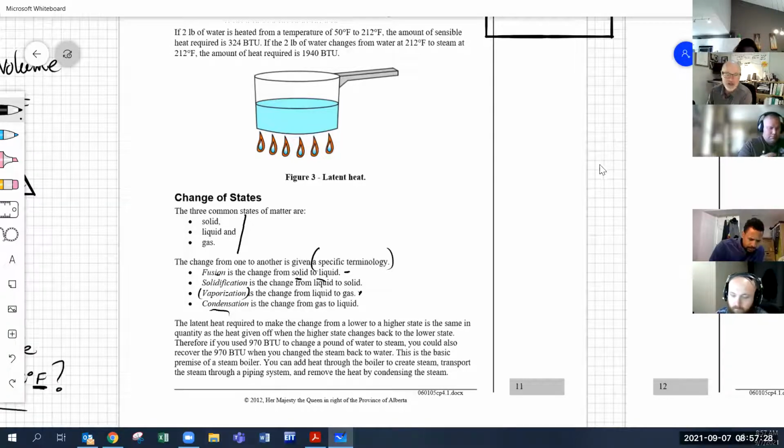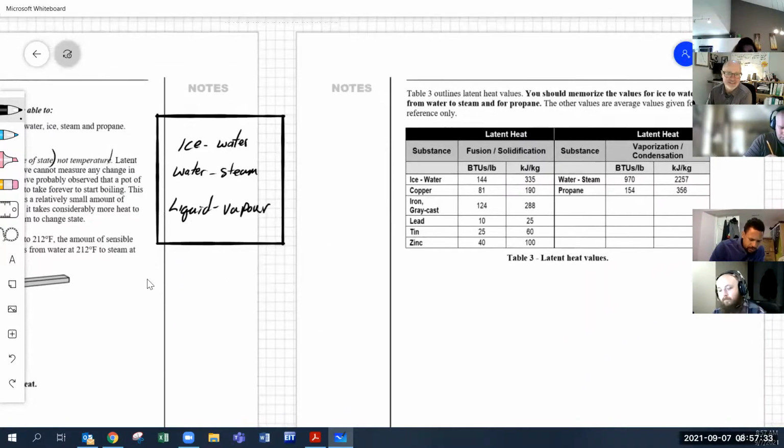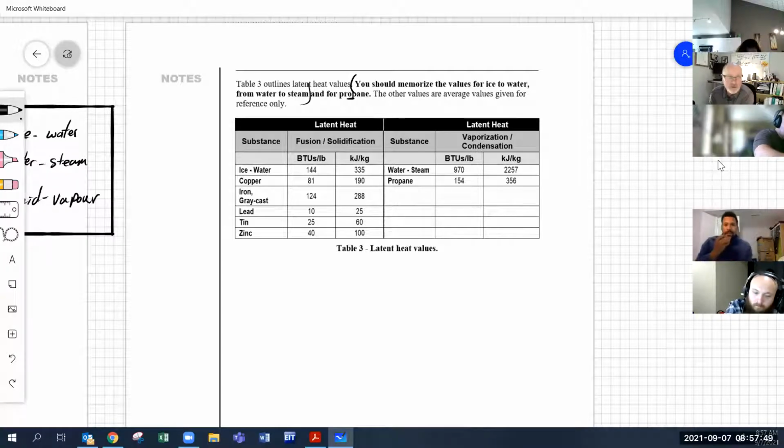Okay, so I'm going to bring us right to the table. And this is a little more explanatory, this table. So this table outlines latent heat values, and it says right here, you should memorize the values for ice to water and from water to steam. And then it says, and for propane. But definitely ice to water and water to steam. And they give us 2 different values in here. One is for imperial measurement, and the other one is for metric measurement.